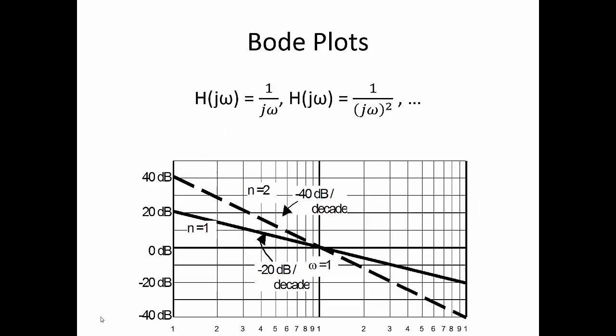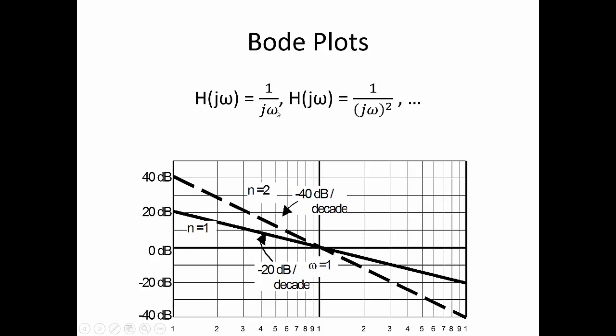Okay, now into how do we actually draw Bode plots. One possible form of our H of j omega is just linear in j omega. And when we take the straight line approximation of this, when omega is 1, we have 1 over 1, the magnitude of that is 1, 20 log base 10 of 1 is 0, and we're going through here when omega is 1 at 0 dB.